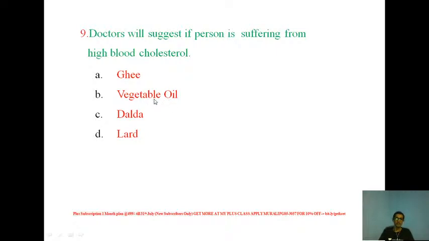Remember, if you take coconut oil, it's very good with respect to lowering blood cholesterol level. A and C, ghee and dalda, have high cholesterol content. Srishail, yes, you are right. So instead of that, if you go for vegetable oil, it is natural control of blood cholesterol level. It is one of the therapeutic measures to overcome high blood cholesterol level, and that is also very good. So for question number 9, the answer is B, vegetable oil.